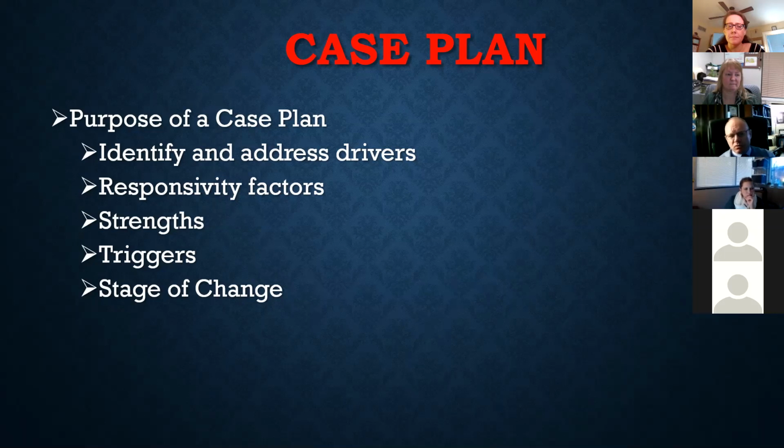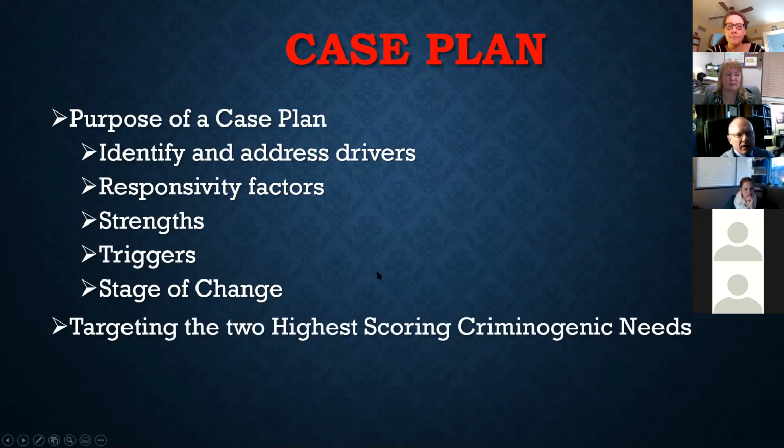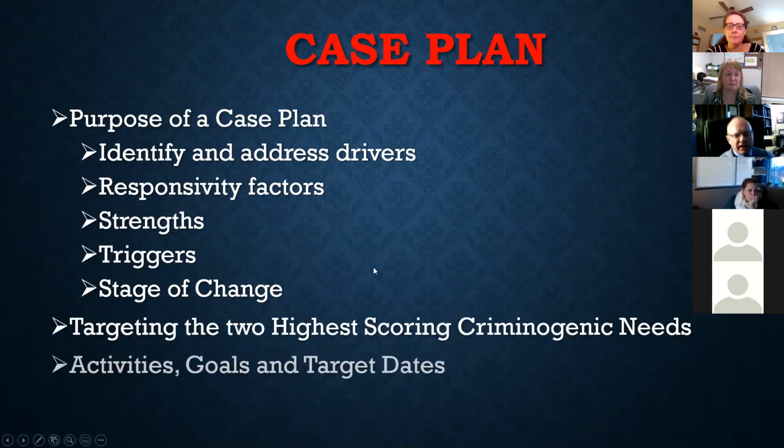All right, this is really important. Five really important factors of the case plan, and target the two highest scoring, as I stated. We're going to do activities, goals, and target dates. And I'm going to give you an example. And we do build a service matrix.